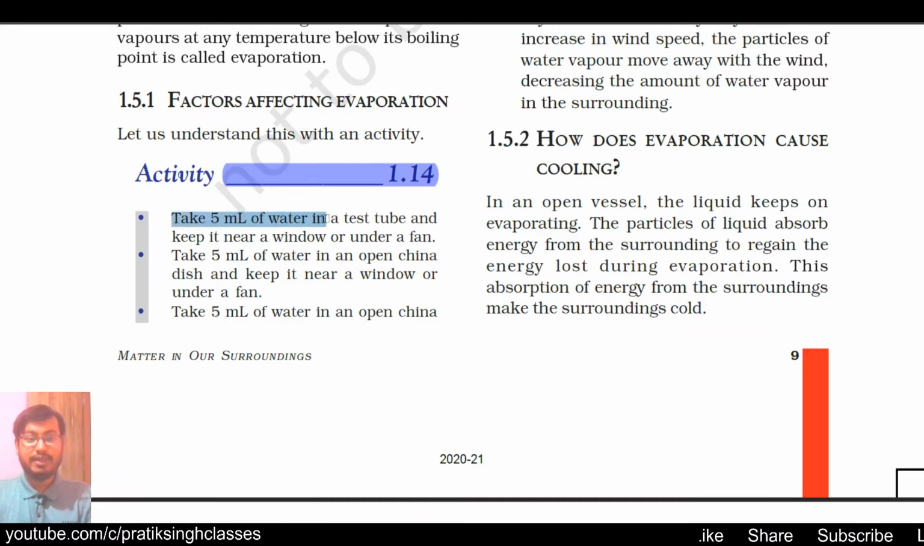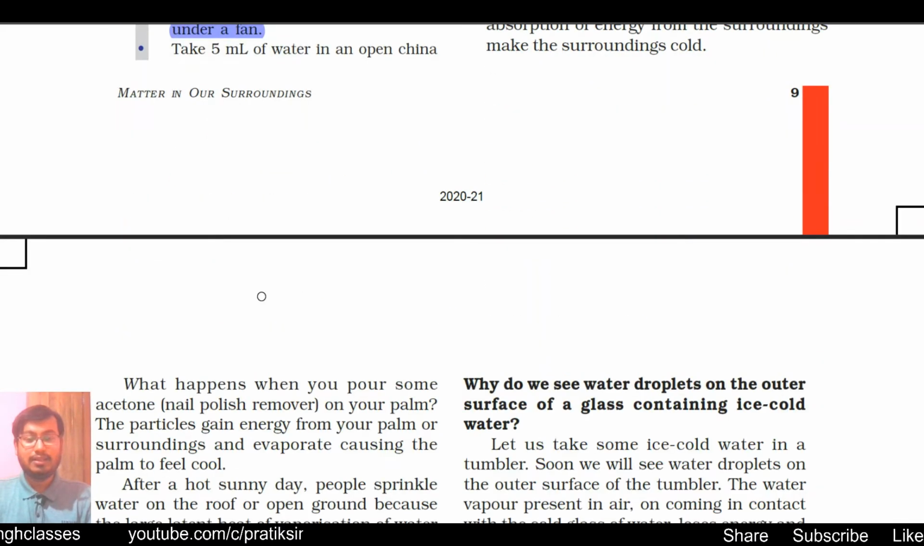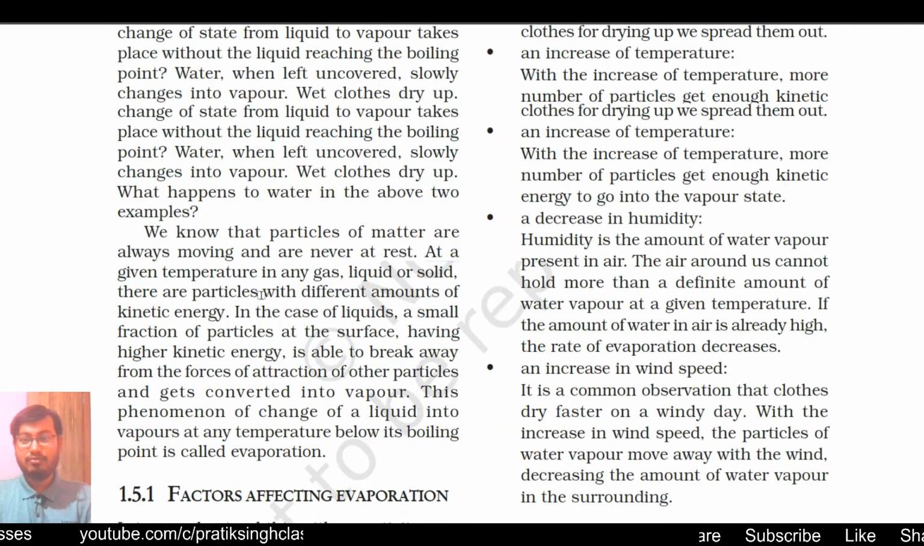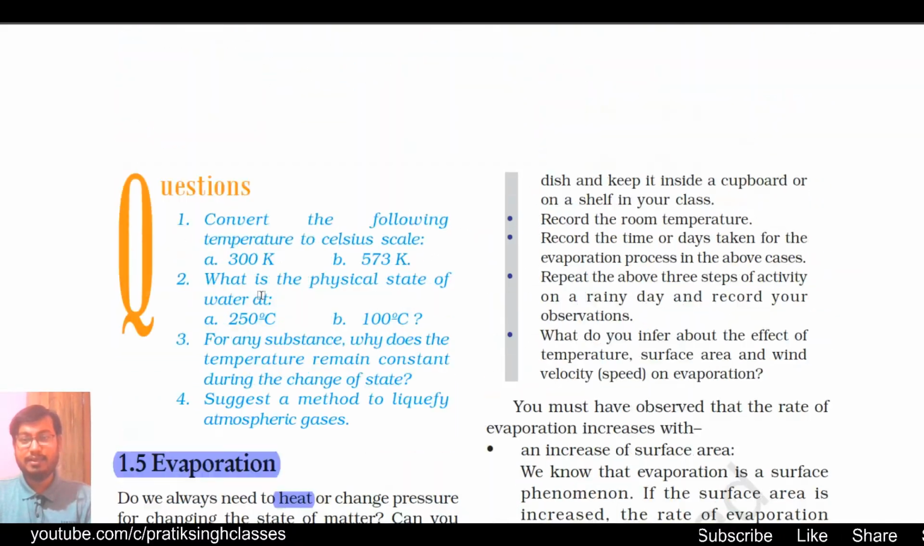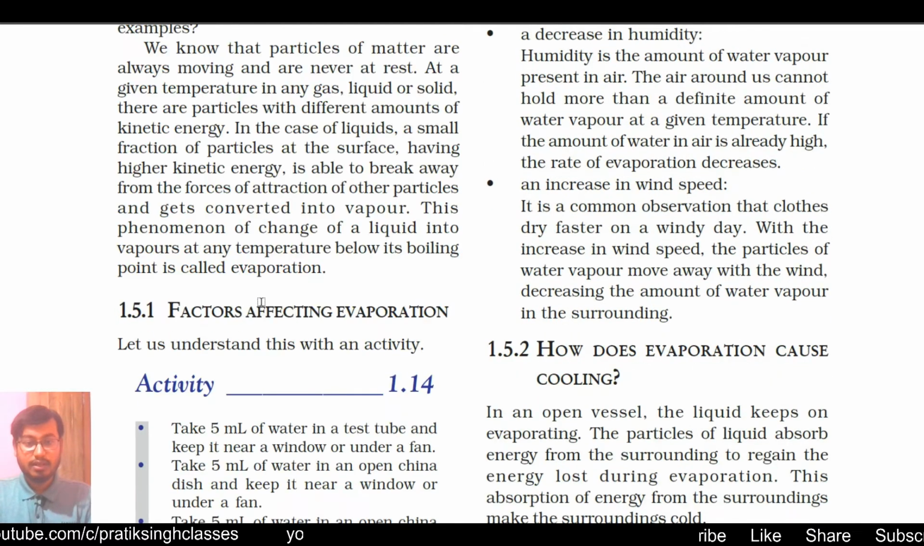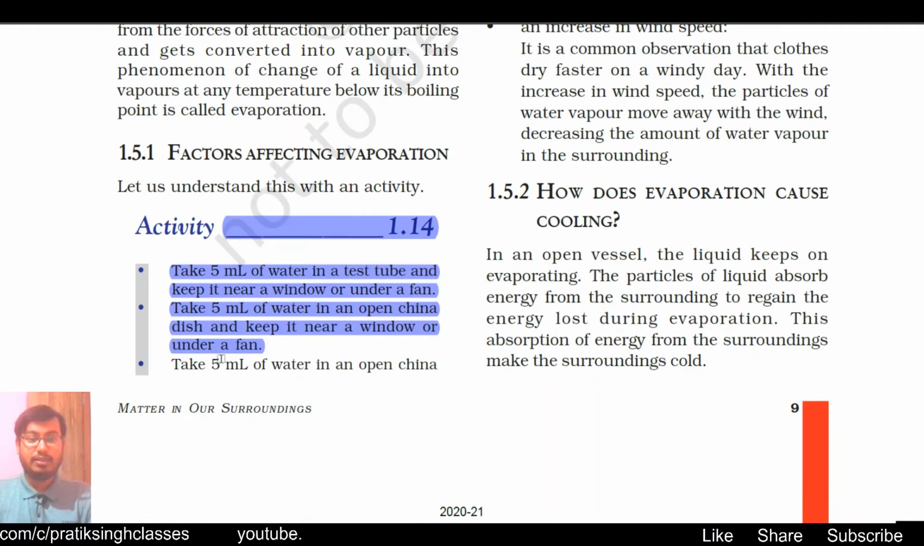Take 5 milliliter of water in a test tube and keep it near a window or under a fan. Just do this in your physics lab or in chemistry lab. There you will get a test tube, and in the test tube pour 5 ml of water and, without disturbing it, keep it under a fan or near a window. Take 5 ml of water in an open china dish and keep it near a window or under a fan. So take another dish, and the same amount of water is poured in that dish and kept near the same place, near the window or under a fan.